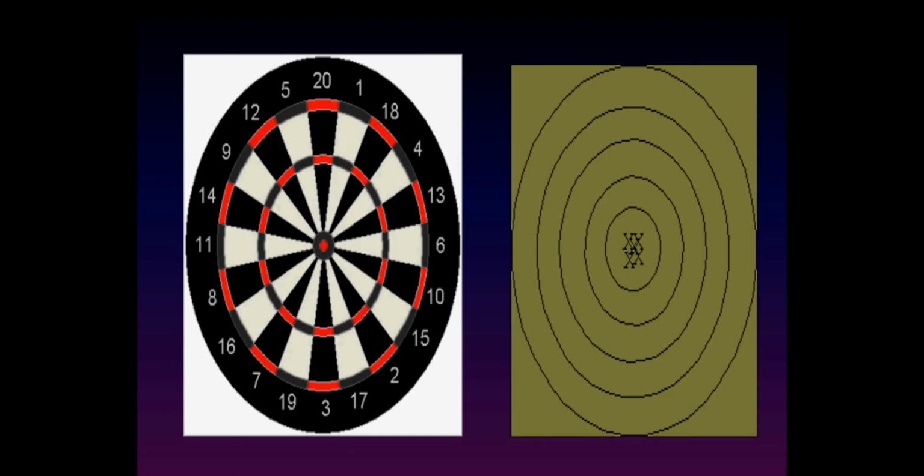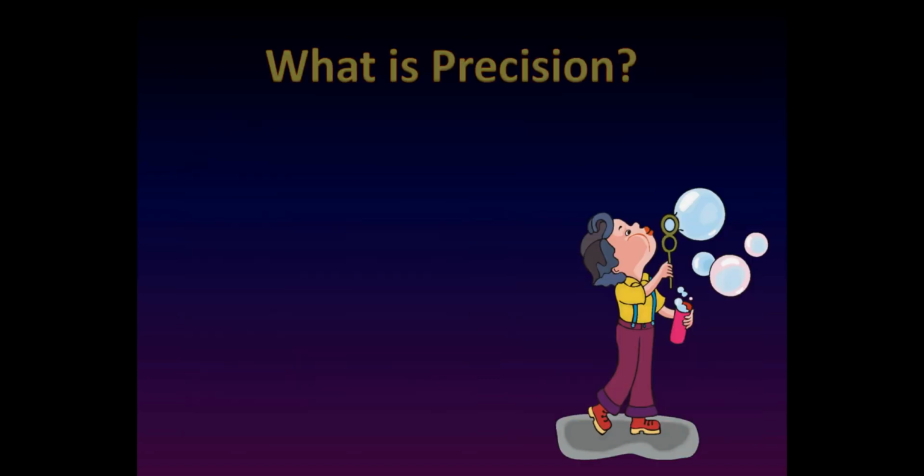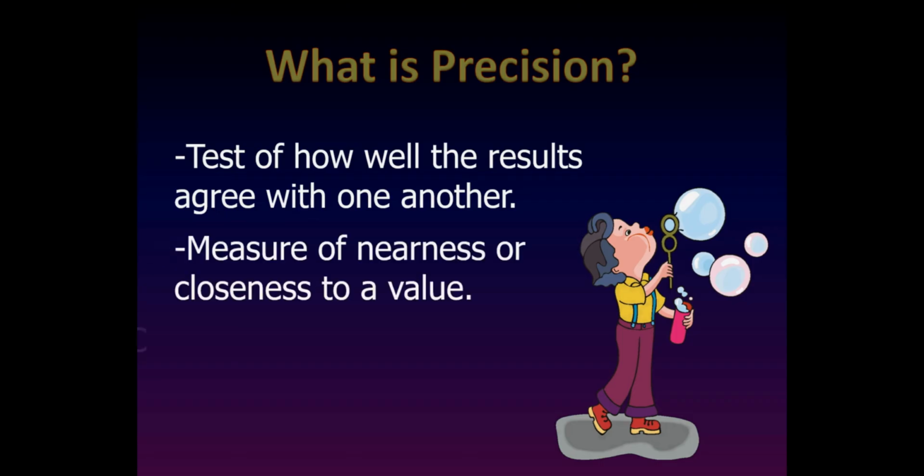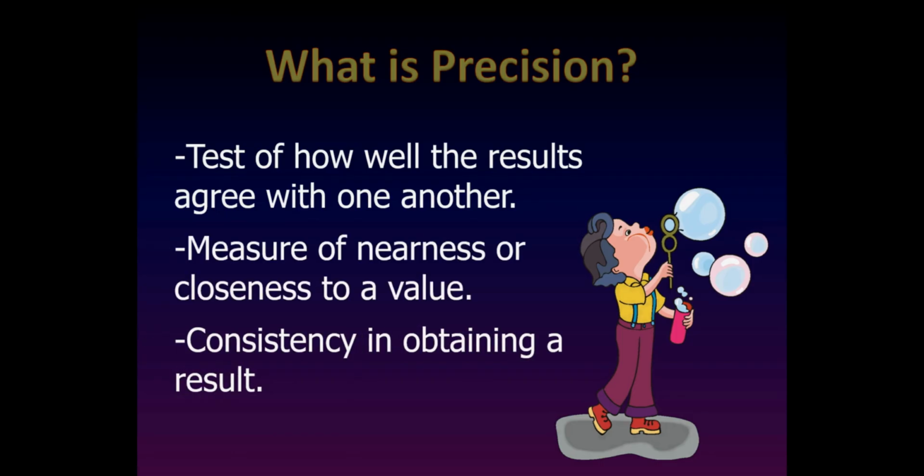Based on the definitions that we have, if you put that into a real life situation, for example, this dartboard, our target is the bullseye. If all the dart pins hit the bullseye, definitely we are accurate. What is precision? Precision is, number one, a test of how well the results agree with one another. Next, a measure of nearness and closeness to the value. And lastly, consistency in obtaining the results.